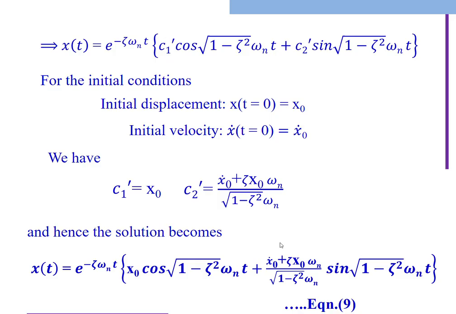Why are we calling it underdamped? Underdamped means the damping coming from the waves is very much lesser than the critical damping provided to the structure. That's why we say this is an underdamped system. And we can get equation 9 by substituting all these boundary conditions.